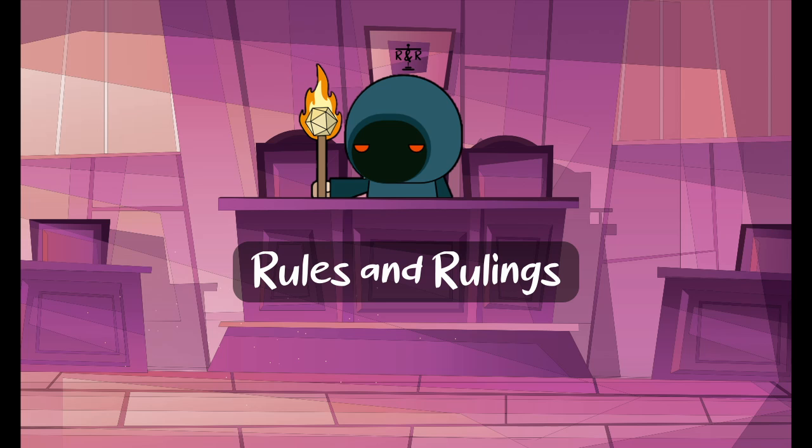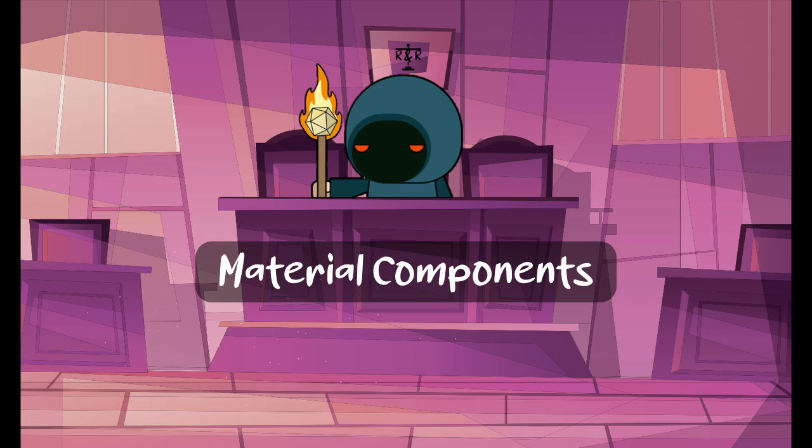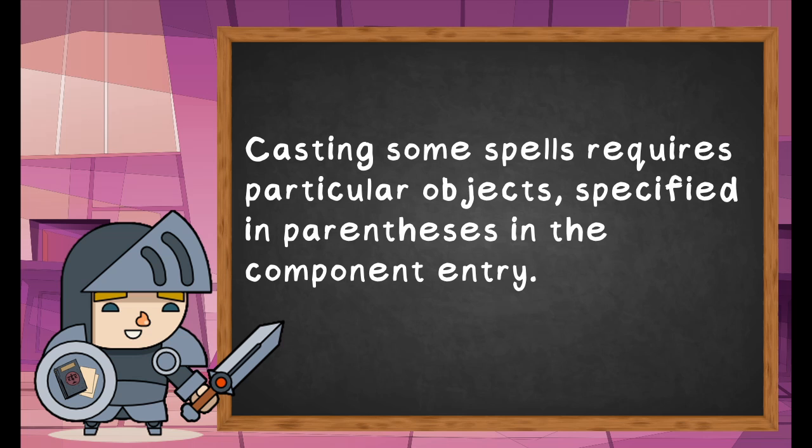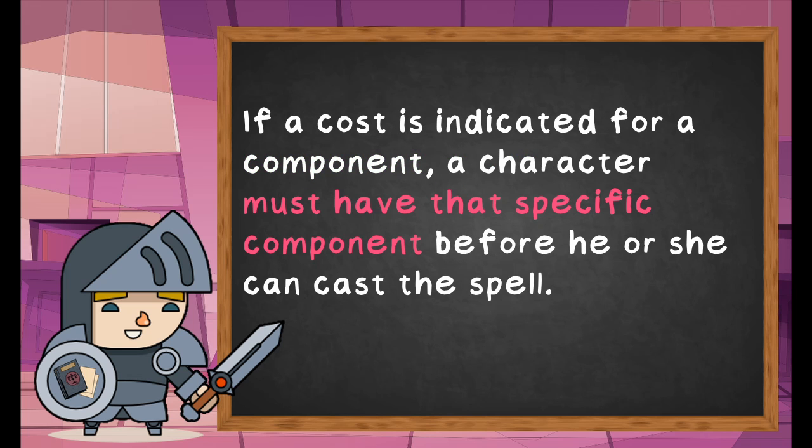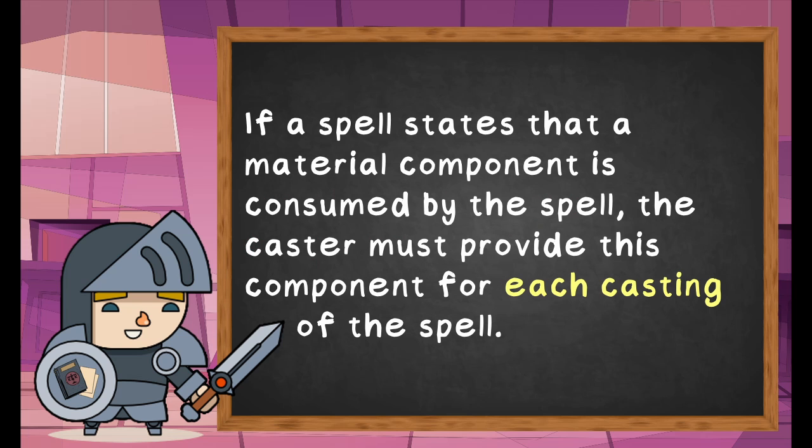Today we're digging our hands into Newt Eyes and Bat Guano as we take a look at material components. The Player's Handbook tells us that some spells require specific items in order to cast them. These material components are detailed in the spell description, but can be replaced by a component pouch or a spell focus, so long as they do not have a cost associated with them. It further clarifies that consumed components must be provided for each casting of the spell.